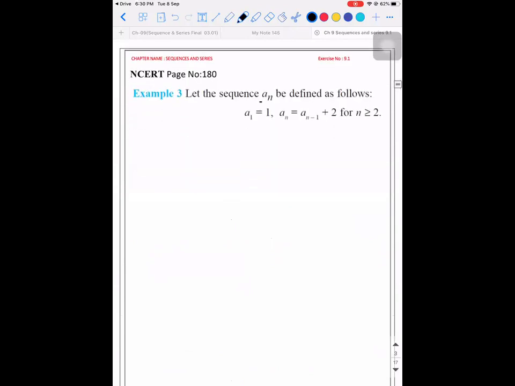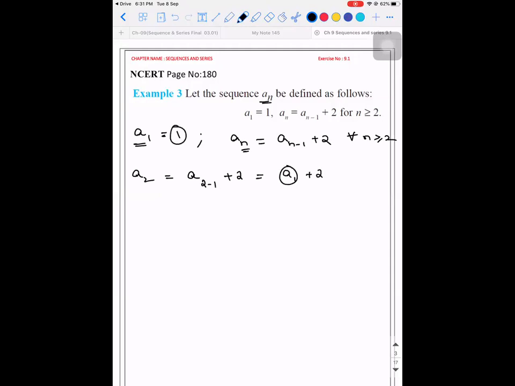Let the sequence a_n be defined as follows. a1 is 1. an is equal to a(n minus 1) plus 2 for all values of n greater than or equal to 2. Since a1 is given, if you want a2, this 2 should be substituted in this place. So a2 will be a(2 minus 1) plus 2. That will be a1 plus 2. What is a1? 1. That's right. So a3 will be a(3 minus 1) plus 2. So a(3 minus 1) is a2 plus 2. What is a2? 3. 3 plus 2 is 5.